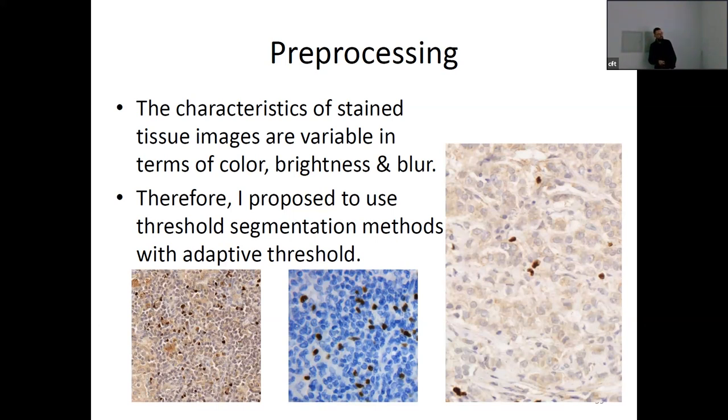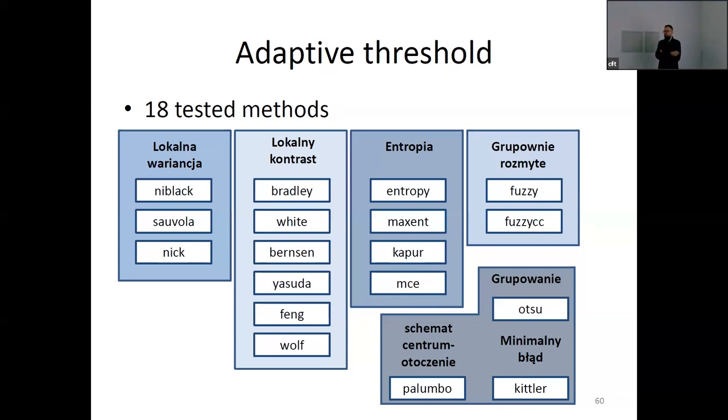So distinguishing the brown in these two examples was quite easy. But here, the brown nuclei stain is merging with the brown influence in the background. So I also applied adaptive thresholding.